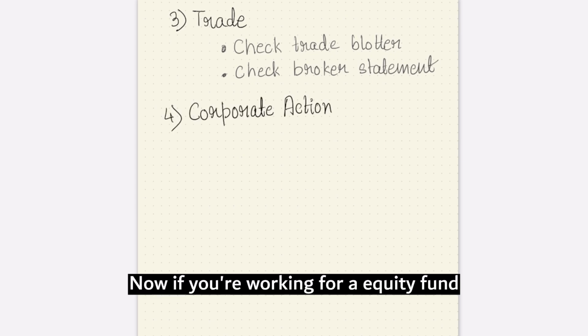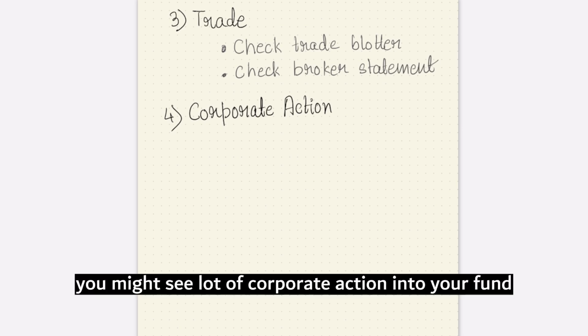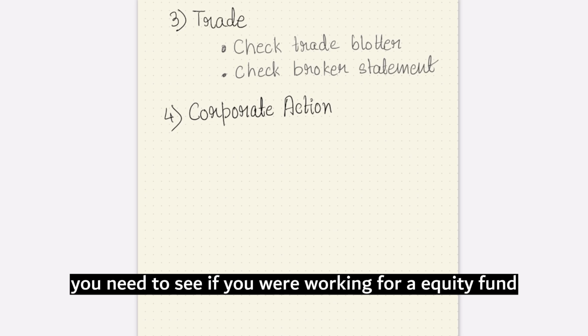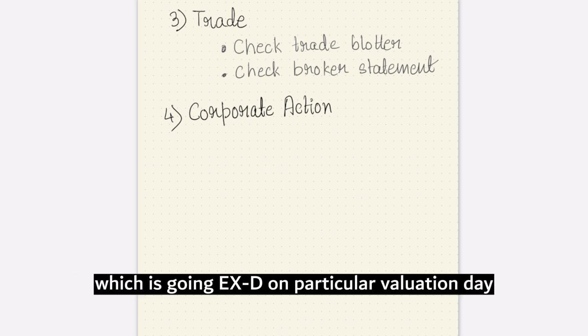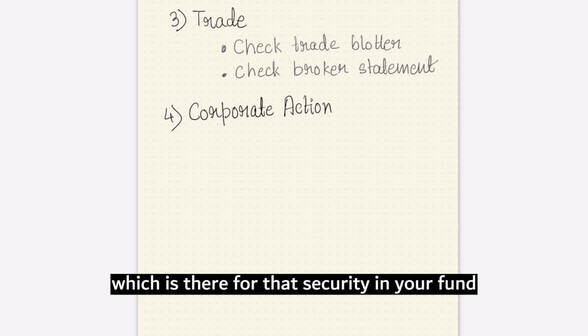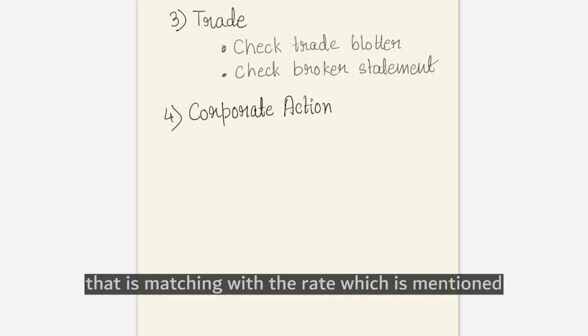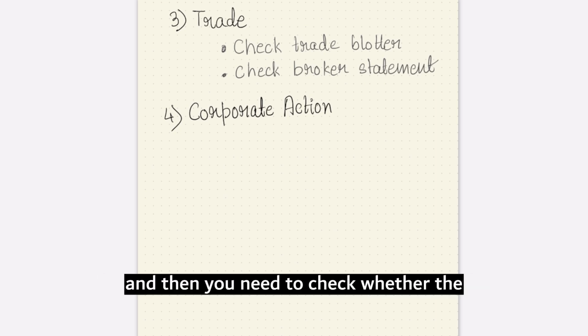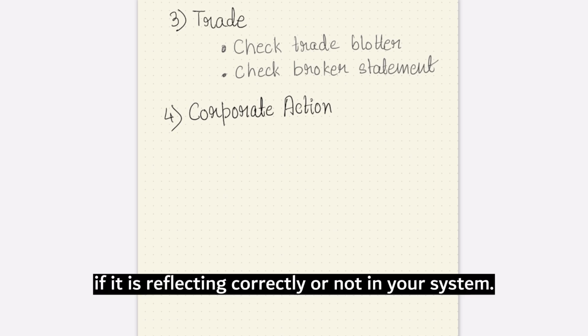Now, if you're working for an equity fund, corporate action is an inevitable part. You might see a lot of corporate actions in your fund. Dividend is also one of the important corporate actions. If you are working for an equity fund, you need to see which are the securities going ex-date on a particular valuation day. Then you need to make sure that the accrual for that security in your fund is matching with the rate which is mentioned. So you need to see the rate, multiply it with the number of shares you hold, and then check whether the accrual is correct or not. You also need to see if the pay date is reflecting correctly in your system.